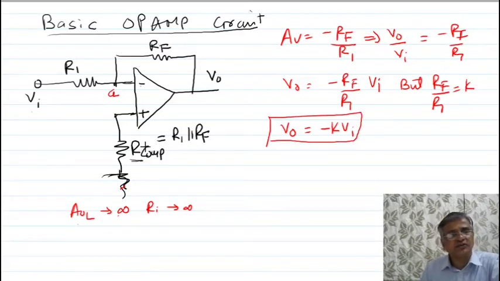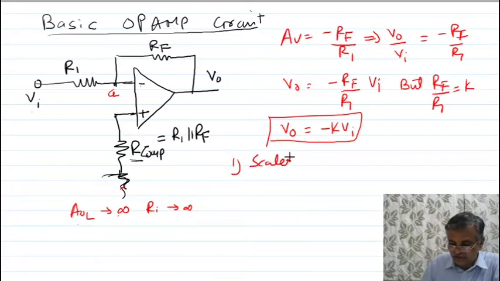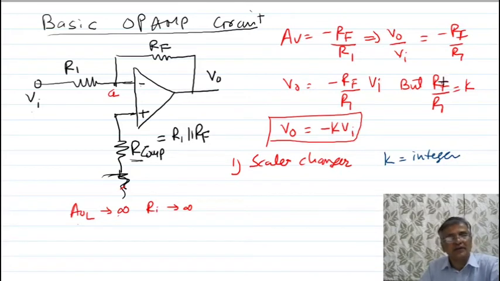The same circuit you can use in a different way. Suppose I want to use it as a scale changer. Then use K as an integer. If you use K as an integer quantity, means these are 2R1, 3R1, 4R1. So the output is the input multiplied by some constant. Output voltage can be calibrated in some scale, so it is called a scale changer.